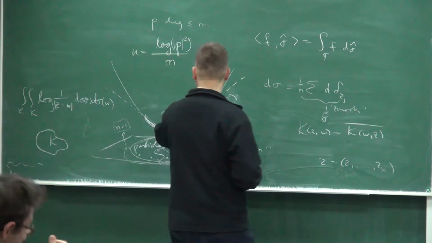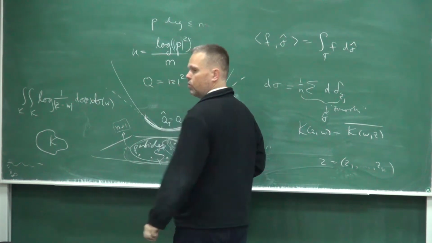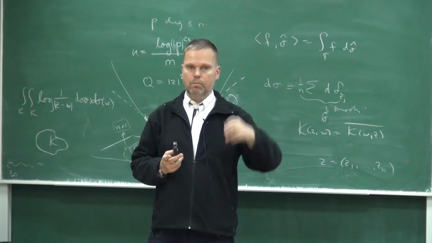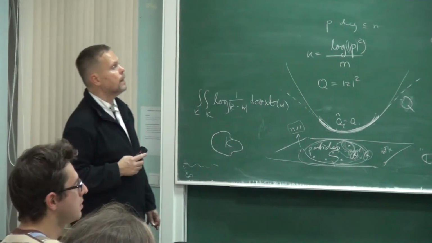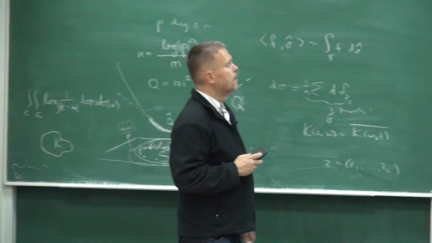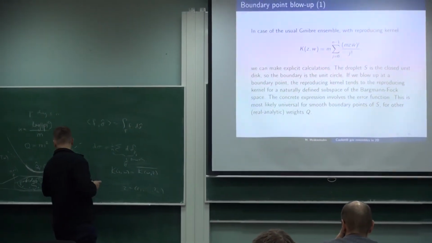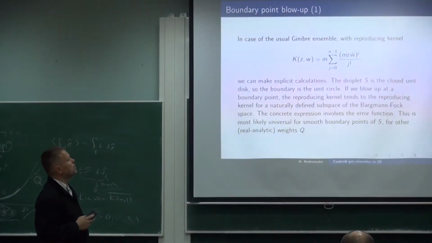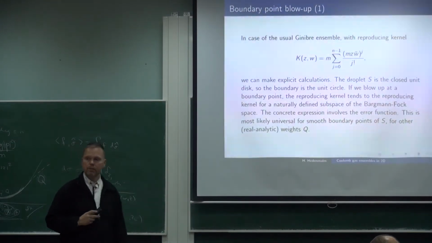Ginibre, it is the case when Q of z is equal to modulus of z squared. So it's rotationally invariant and this kind of harmonic oscillator potential. Okay. Well, if you blow up the kernel at this boundary point, things become rather interesting, and in fact, the limit of the reproducing kernel function can be understood in terms of the classical error function.